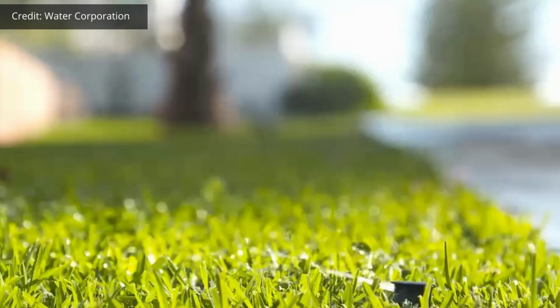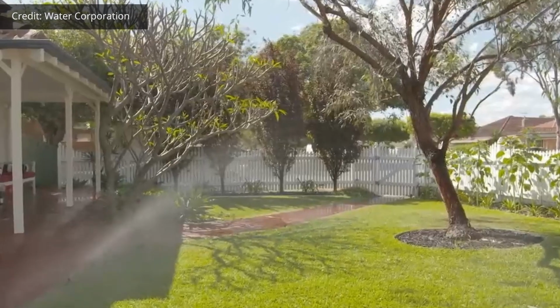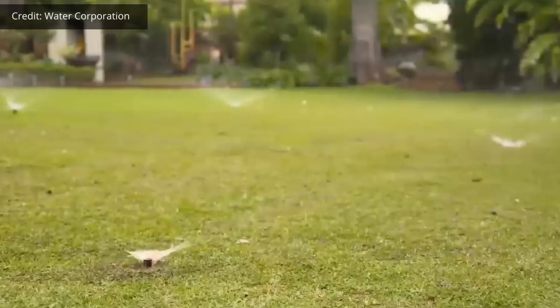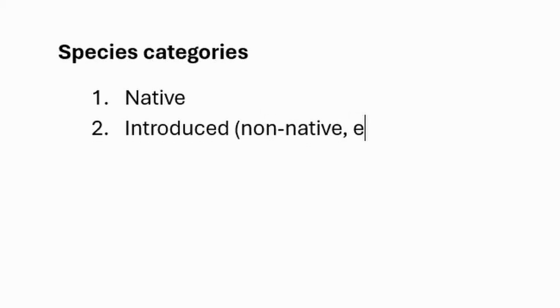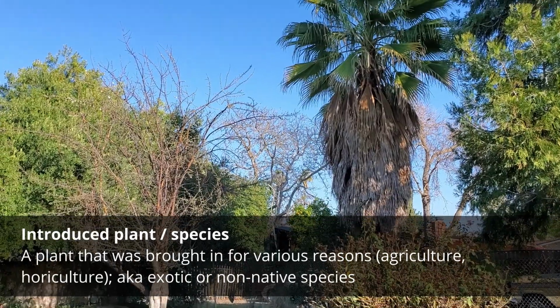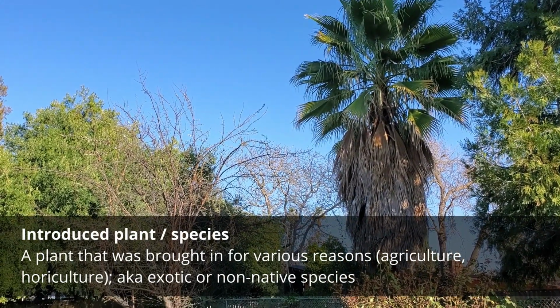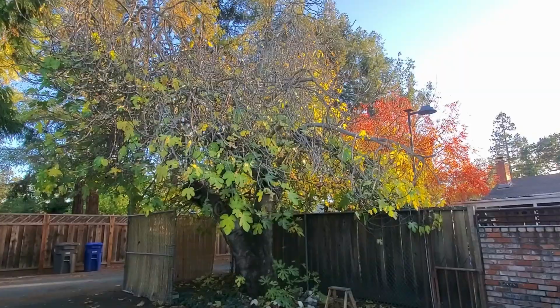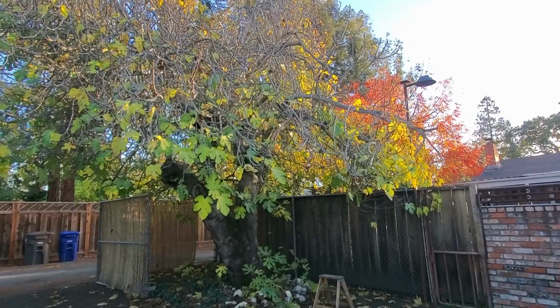If you're working on a property that has a really nice landscape, some native plants don't like having extra water and extra fertilizer, so keep that in mind. The next category is introduced species, which I've also heard of as exotic or non-native species. Basically, this is any plant that's not native. It may have been brought in for food, for aesthetics, or other horticulture reasons. And unless you're working in a purely natural area, you'll probably run into introduced species quite often.